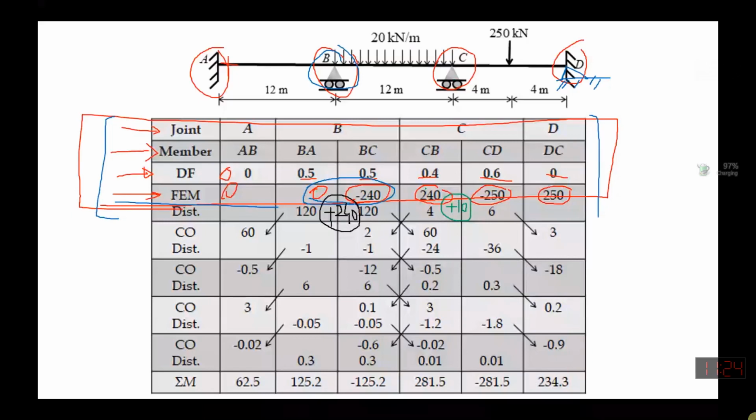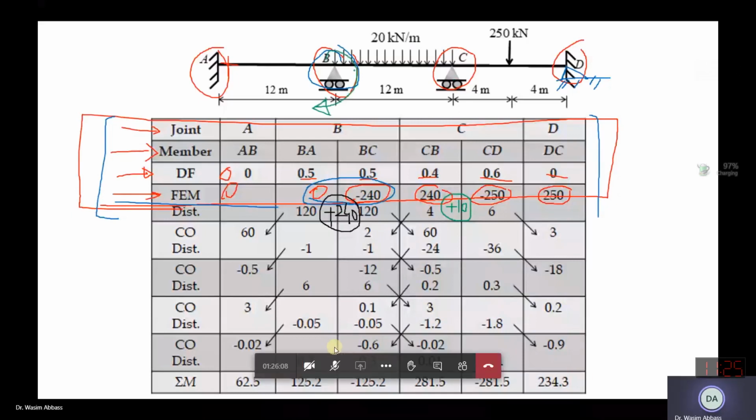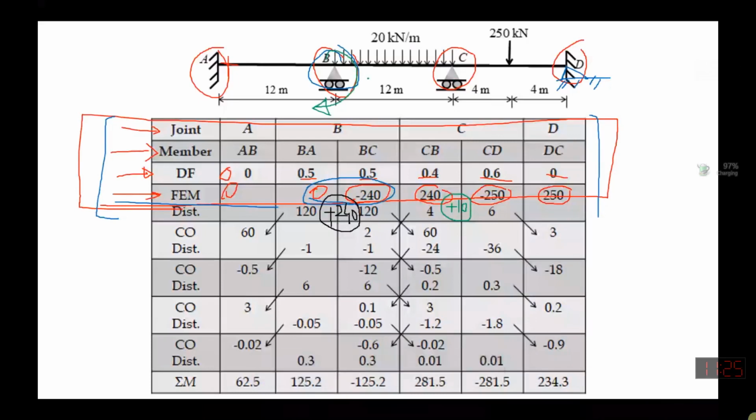Here we need plus 240 as counterbalancing. Now this 240 is the moment at this joint which should be distributed to the ends. How will we distribute it now? Can anybody tell me? Sir, the distribution factor we found above, multiplied by this plus 240, multiplied with 0.5, and you see here it is written as plus 120, and here it is also 120. Did you understand where this plus 120 comes from? And similarly over here we got 4 and 6.